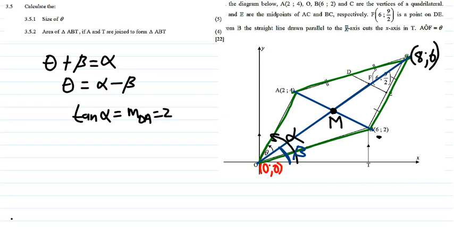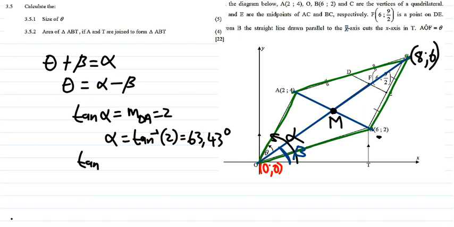Now, arctan of 2 is what? That's your inclination. Round that for me to 2 decimal places. What do you get? 63.43 degrees then.